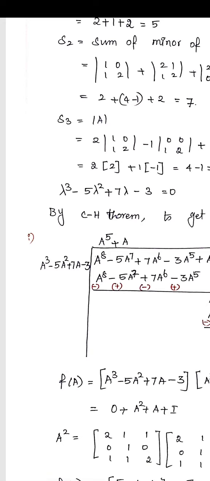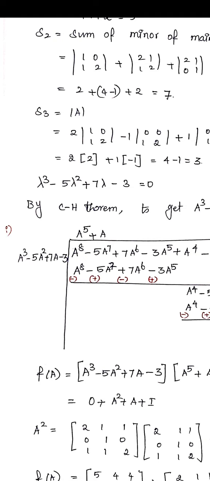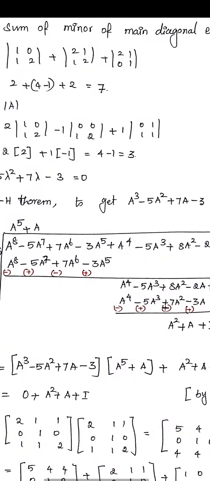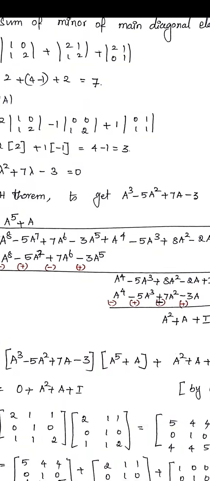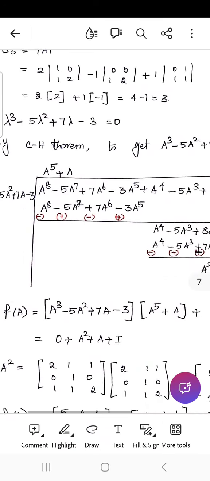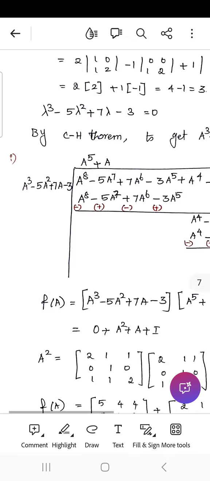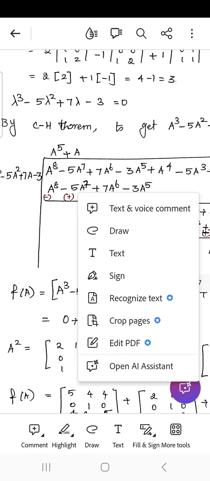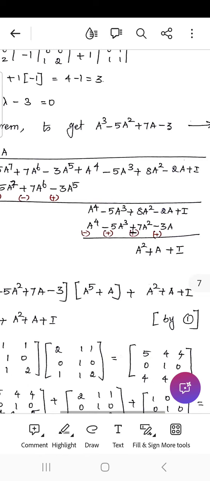Substituting a power 5 into a cube gives a power 8, a power 5 into minus 5a square gives minus 5a power 7, a power 5 into 7a power 6, a power 5 into minus 3a power 5. Cancelling all these terms, next one is a power 4 minus 5a cube plus 8a square minus 2a plus I. Adding a into a cube gives a power 4 minus 5a cube plus 7a square minus 3a. Subtracting these two equations, we will get a square plus a plus I.